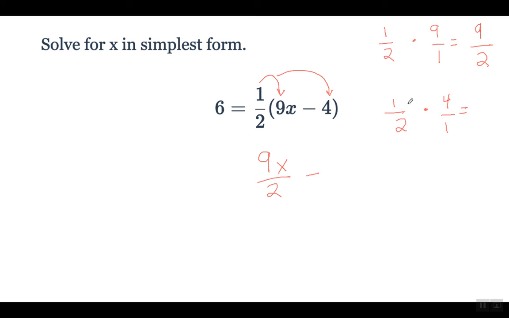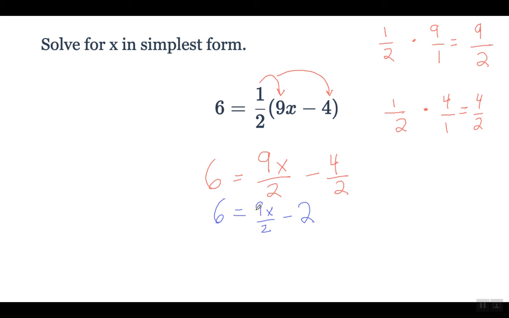Now you multiply the top times the top and the bottom times the bottom. Okay, so I got that. I'm going to simplify it in 1 second. You could have simplified it already if you wanted to. Actually, we probably should have simplified it, but I'll do it now. All right, so as you can see here, 4 divided by 2 is 2. So I'm going to simplify that. All right, so now my problem becomes 6 equals 9x over 2 minus 2.